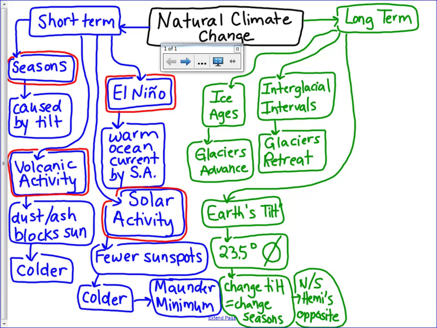We've got two other things to put on here in the long-term category. One of them is the shape of Earth's orbit. So we'll put that one right here. Earth's orbit shape.